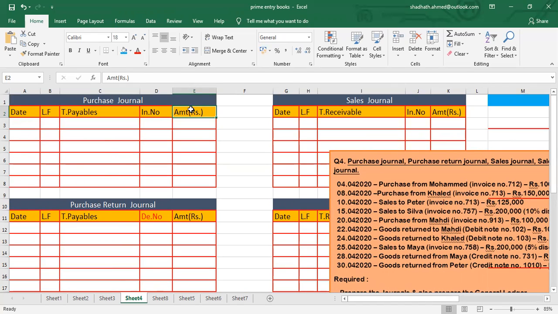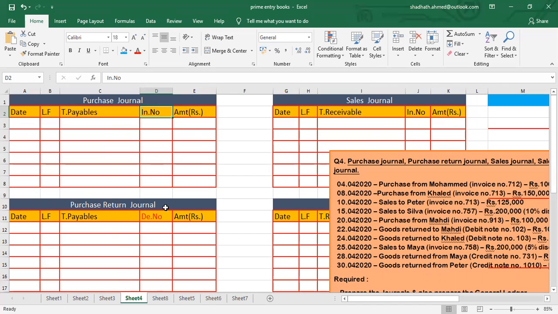Likewise, when we sell the goods to people on credit basis, we call them trade receivable, trade debtors. So in the sales journal, same format, but you see trade payable becomes trade receivable. Purchase journal: date, ledger folio, trade payable, invoice number, amount. I told you in the last presentation, the invoice is the source document for credit purchase. Likewise, sales journal: date, ledger folio, trade receivable, invoice number and amount.